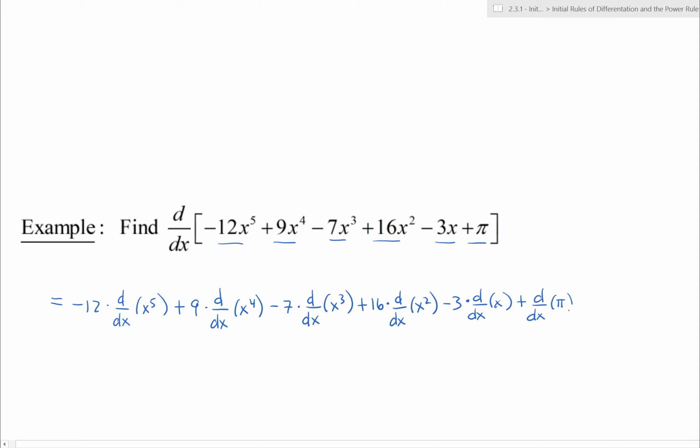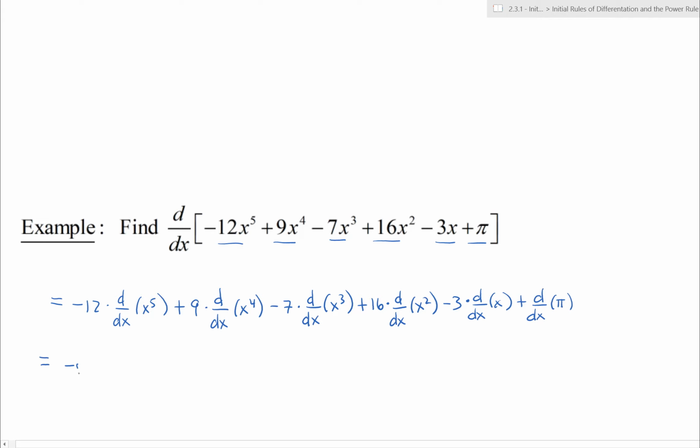and finally, plus the derivative with respect to x of pi. So what I did in that step, right, is I applied the constant multiple rule for derivatives, pulling out the constant multiple from each of the terms in front of the derivative. And then because I'm taking the derivative of a sum and difference of terms here, I also wrote it out as the sum and differences of the individual derivatives. Differentiate term by term.